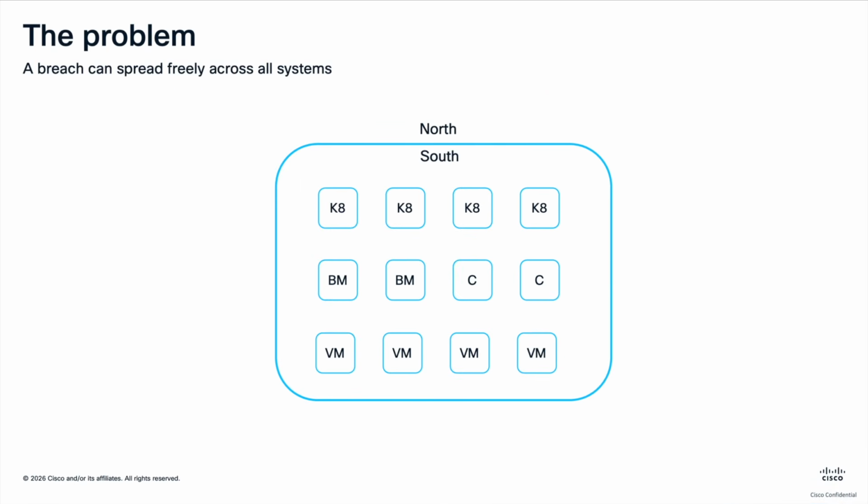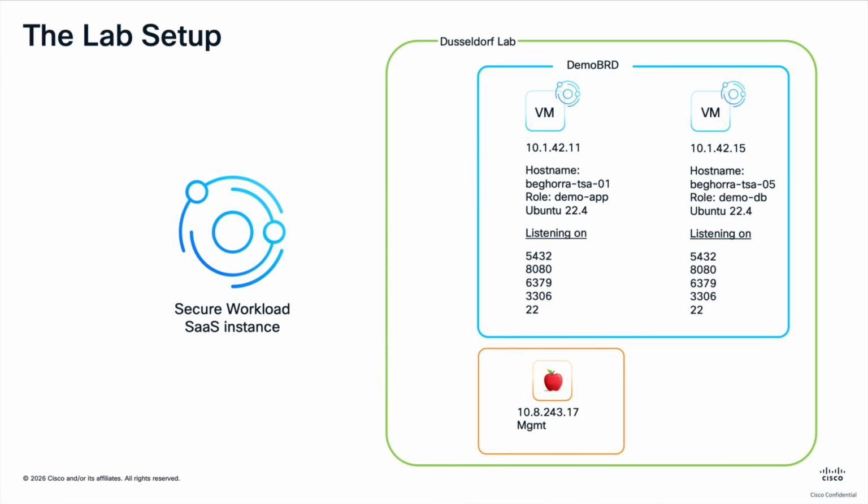A compromised workload sitting inside your network has the same east-west access as every other workload. It can reach your database, it can probe your message queue, it can move laterally to anything it can see. The perimeter did not stop it, because the breach already happened. What stops it is segmentation, and specifically enforcement at the workload level. Let's take a look at our environment.